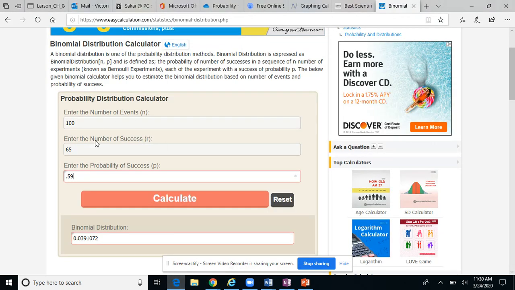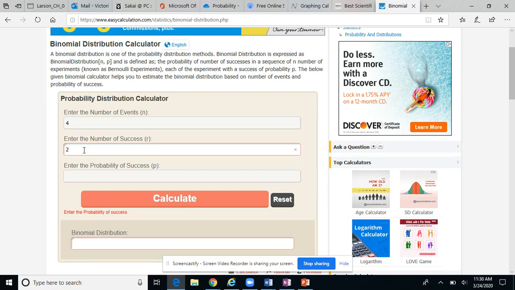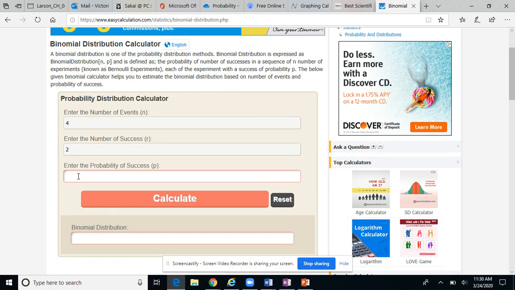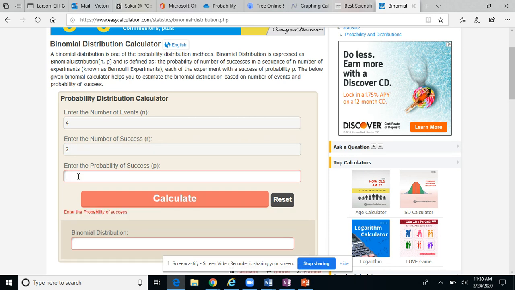So now we're going to go to our calculator here. I'm going to reset this. So the number of events, we're surveying 4 people. For our first probability, let's say 2 of them are successful, and our probability of success is 0.41. For some reason, it doesn't let you do the decimal first, so I just do 41. Okay, a little finicky. There we go. So it says a 0.35 chance.